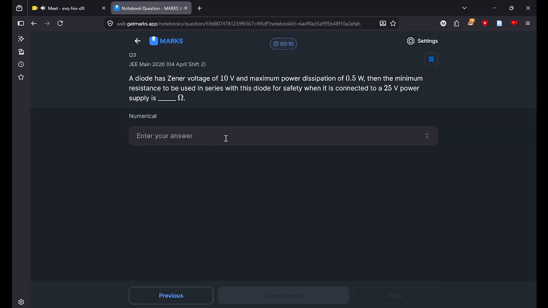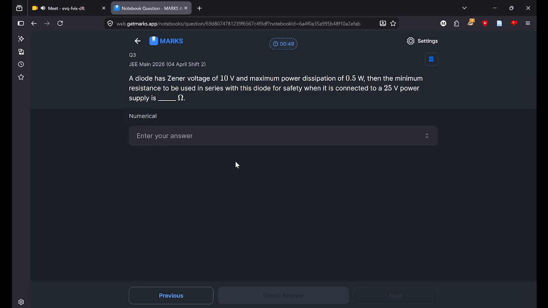So now the last question in this series. The Zener diode has a Zener voltage of 10 volt and a maximum power dissipation of 0.5 watt, so that means it's a half watt Zener. What is the minimum resistance to be used in series with the diode for safety when it's connected to a 25 volt power supply? So Vs is 25 volt.